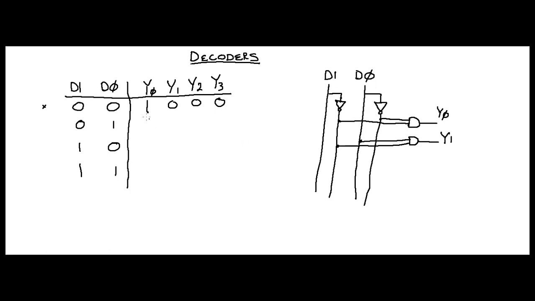Now, so this one would be 0. 1, 0, 0. Get it? Now, we just finished this one. Let's do this one, shall we?